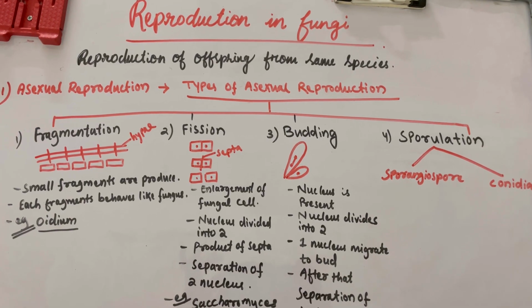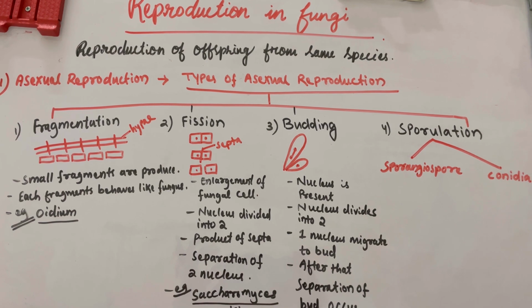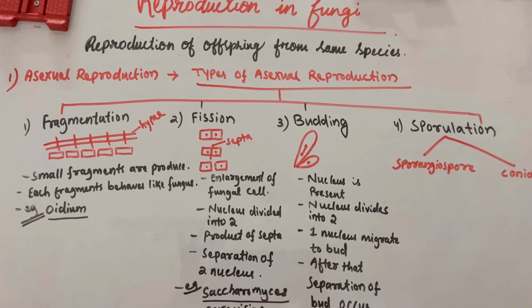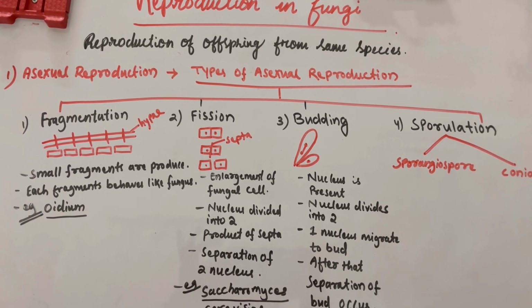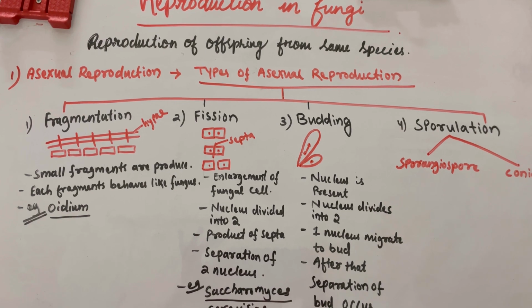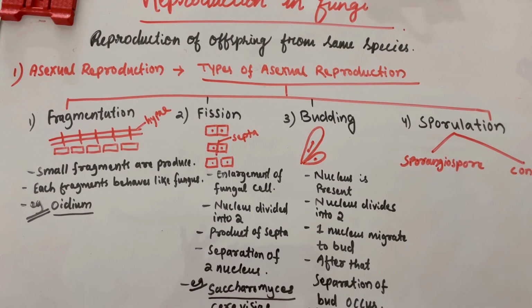So there are four types of asexual reproduction. First one is fragmentation, second one is fission, third one is budding, and fourth one is sporulation. I have made some diagrams so that you can get to know more easily. First one is fragmentation. There is a hypha which contains septation. Small fragments are produced where each fragment behaves like a fungus.